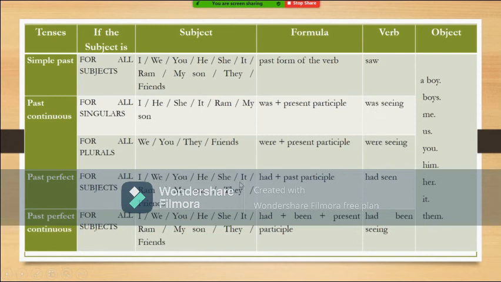And for all subjects, you have to use had in past perfect tenses. Had plus past participle. Why? Because perfect means we have to use past participle. Had plus past participle for past perfect tense. Had seen for all subjects. For past perfect continuous, had plus been plus present participle. Had been seeing for all subjects. Whatever may be the subject, you have to use had been plus ing form in past perfect continuous.